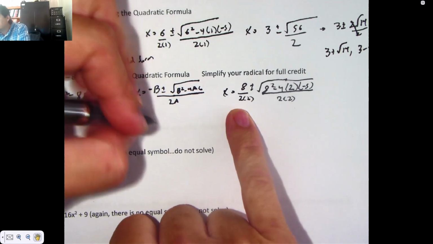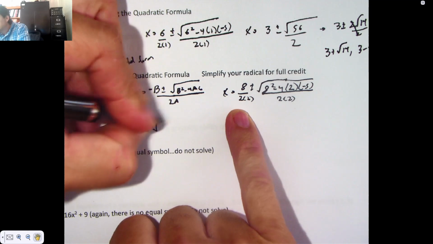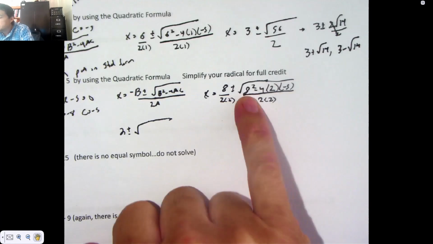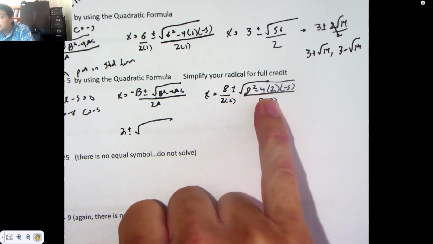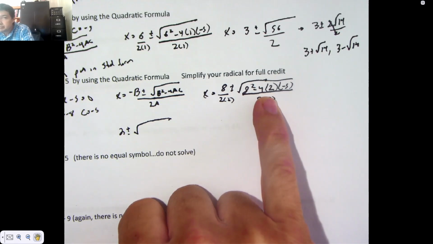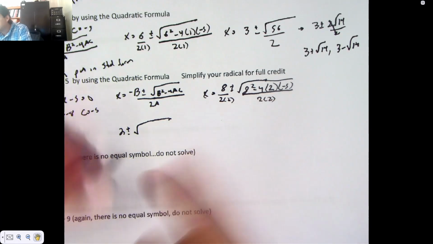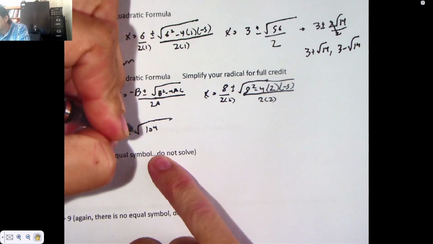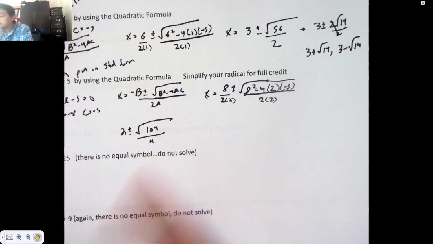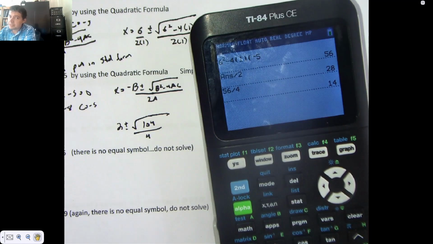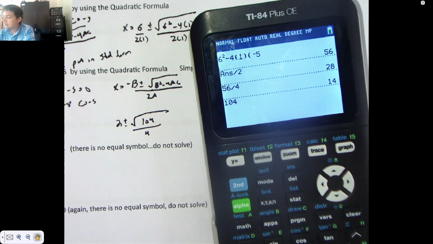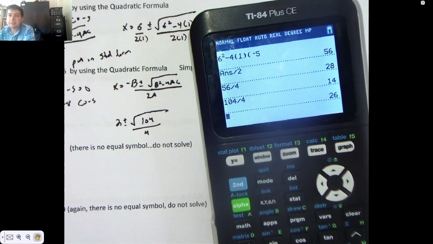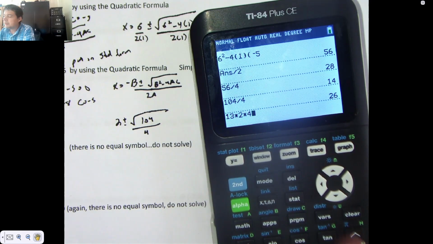Now, 8 over 4 would be a 2. What's in our square root? Our square root is 64 plus 40. 4 times 2 is 8, times 5 is 40. There's 104 in there. This is still over a 4. 104 should be something like 26 times 4. I know some of you guys just don't know your multiplication, but it is. 26 is divisible by 2. This is 13 times 2 times 4.